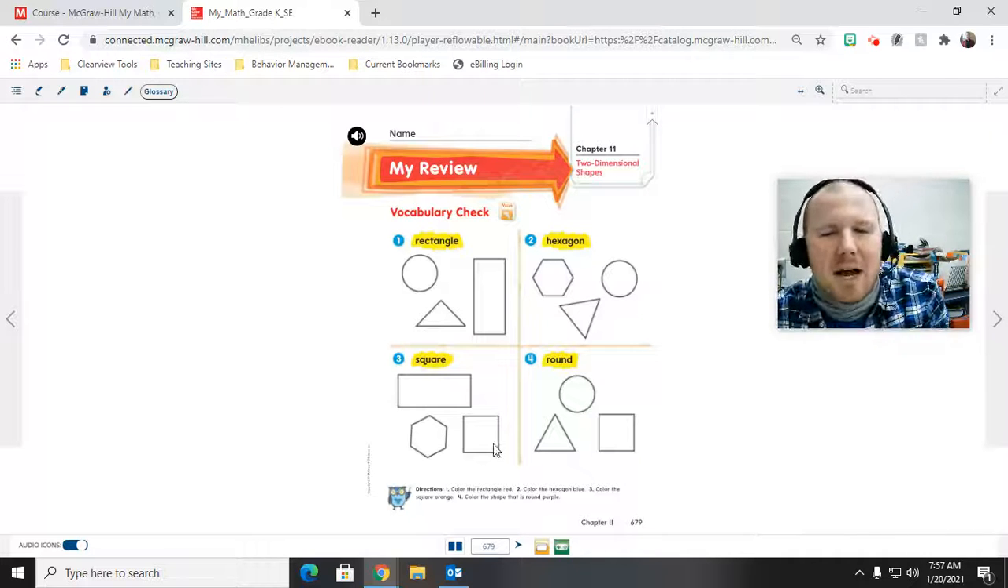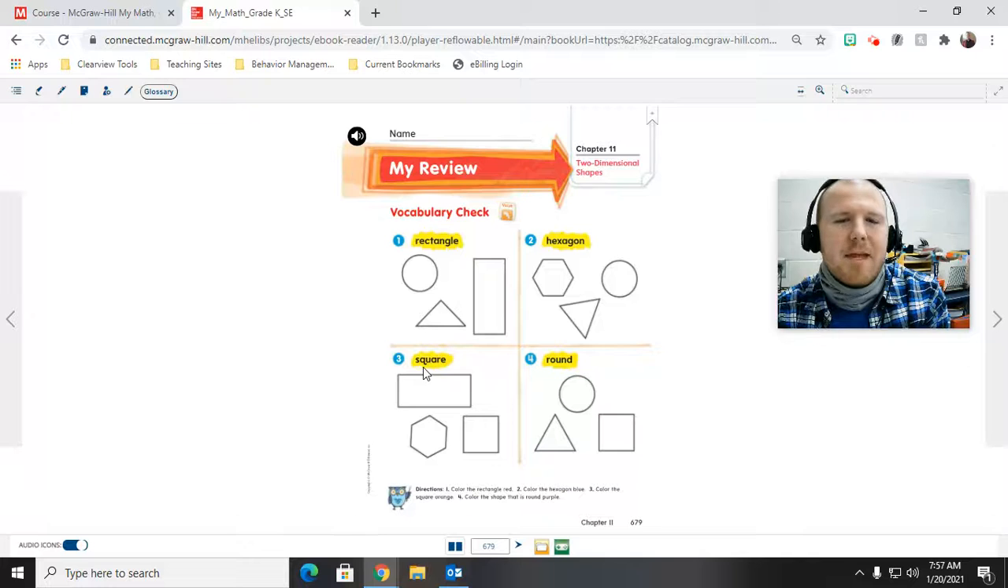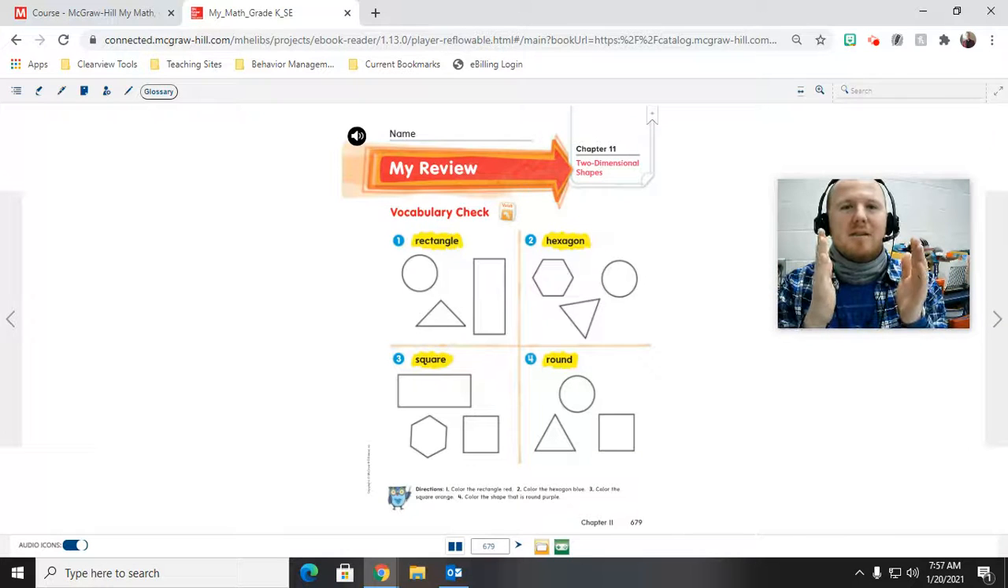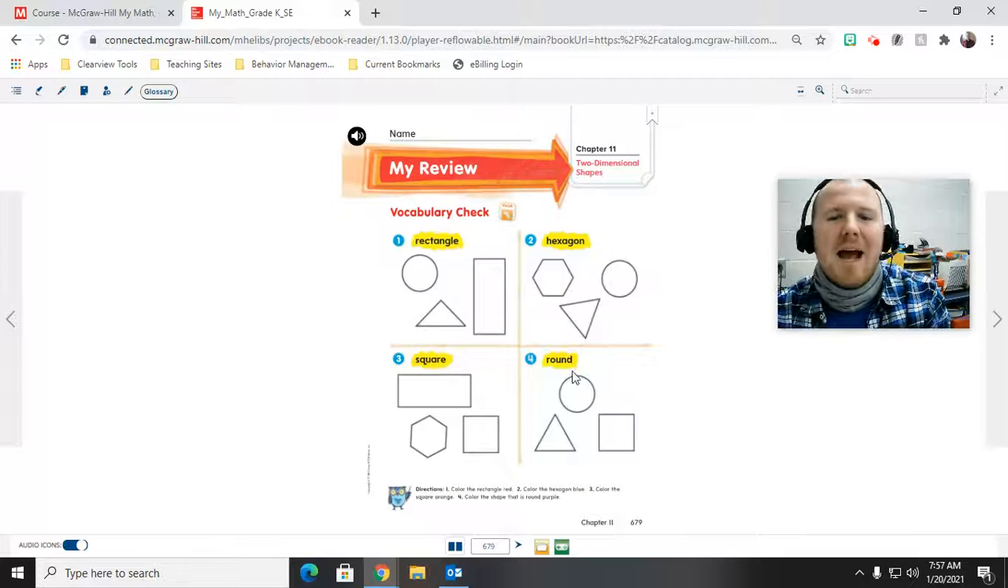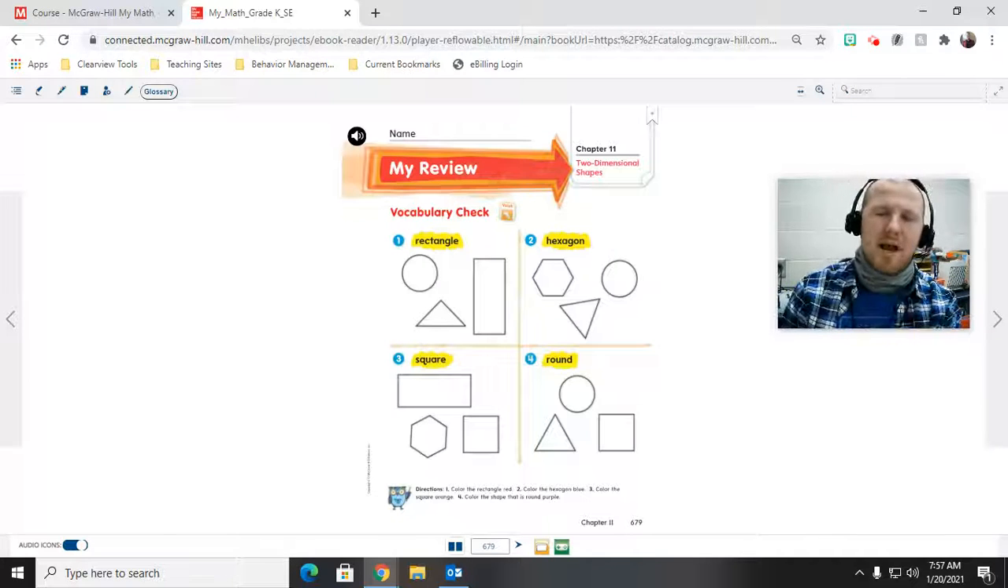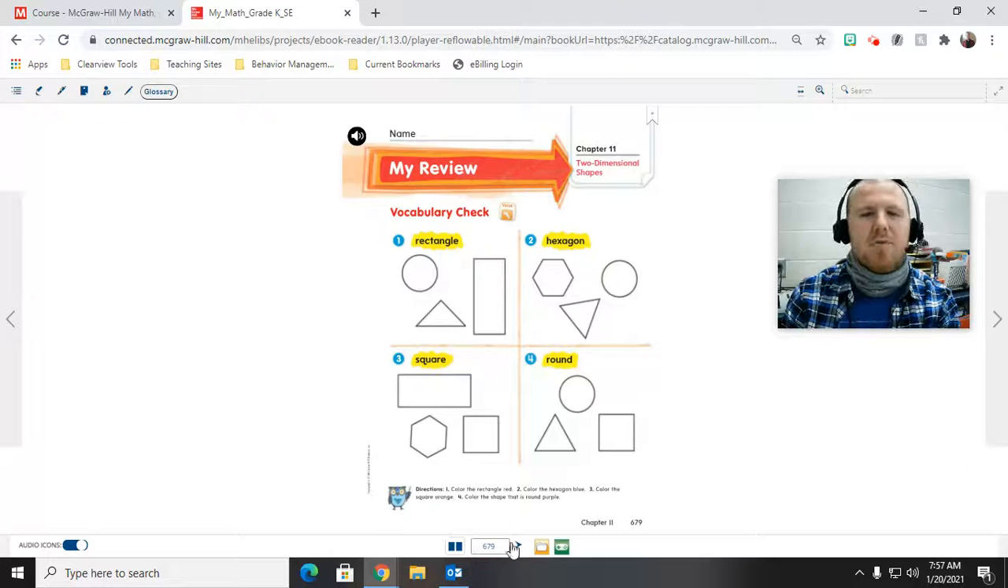So check that out. Then we have number three, square. I know you guys are like, oh, that's easy. But why is it a square? Do you remember why? It's the same sides, all the same sides. Rectangles have four sides, but they're not all the same sides. Two are long and two are short. So that's your square. And then round. Now, I know they tried to trick you. You thought I was going to say circle, but it's round, which we know that circles are. So that is going to help you find the round shape on that page.